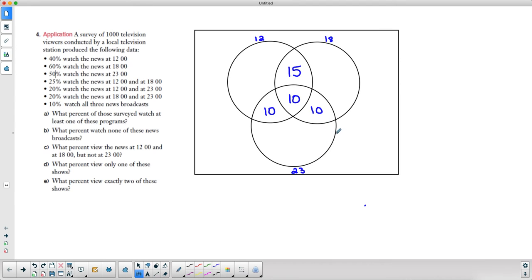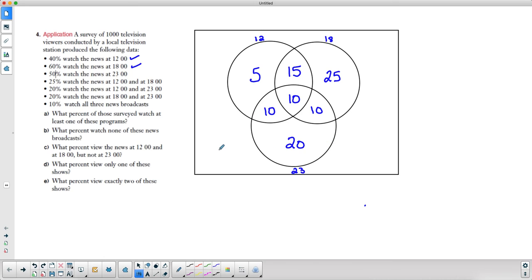50% watch the news at 2300. So 2300 is this whole circle here, and we've already got 30 in there, so we need 20 in the rest of it. Then it says 60% watch the news at 1800. So we've got 10, 20, 35, and we need to get up to 60. So we need another 25 in here. And the last one, it says 40% watch the news at 12. So we've already got 35 covered in here. So we only need another 5 there. Okay, so that's filling in our Venn diagram.